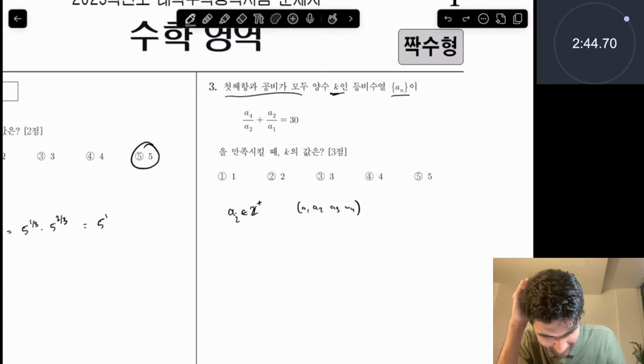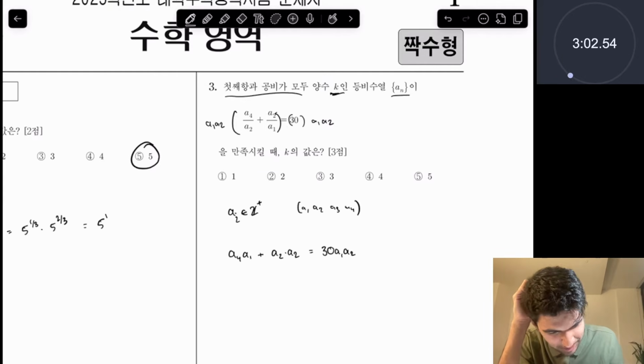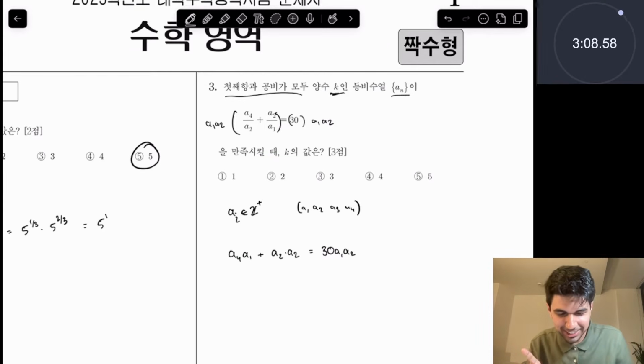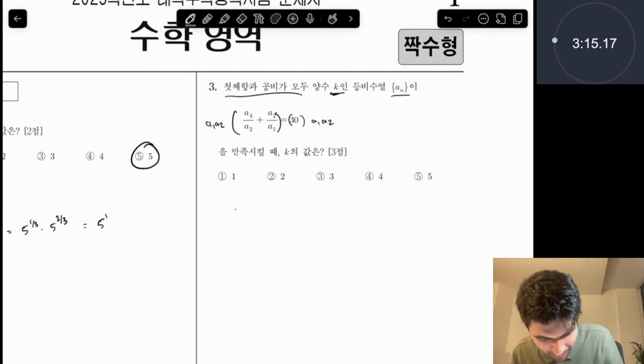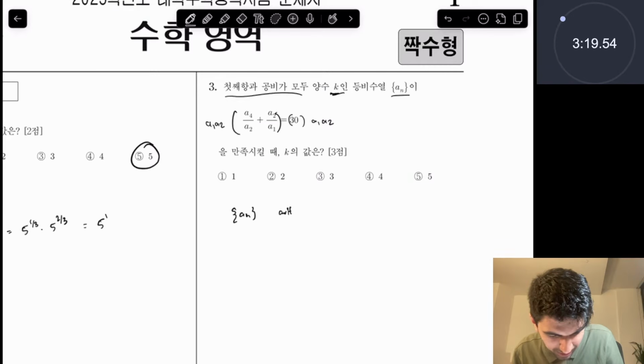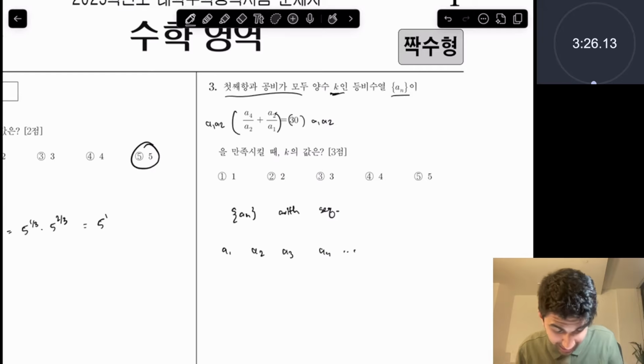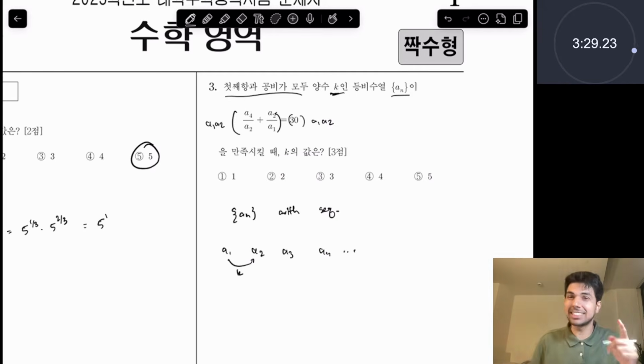Let's just multiply everything by a1, a2. Oh, I think I have an idea of what this is. I think this is an arithmetic sequence. My guess, yes, I think an is an arithmetic sequence. And I think we're gonna have a1, a2, a3, a4, so on. That's our sequence, but the difference is k. And I think we need to figure out what k is to satisfy this equation.